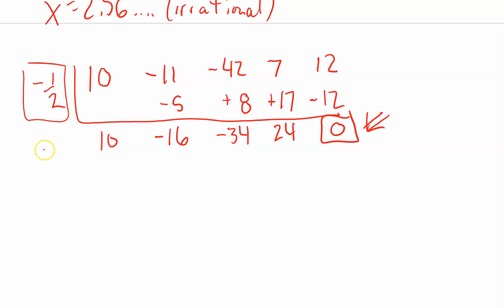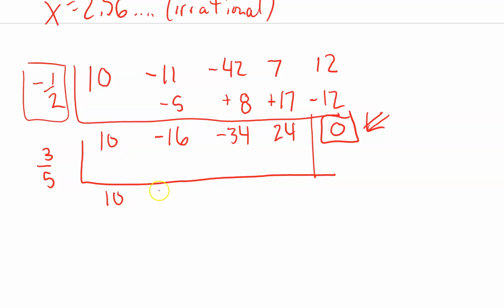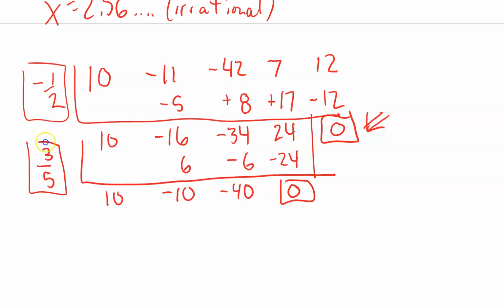And then let's take a look at the next one, positive 3/5. So again, we'll take this part that's left over. We'll bring down the 10. 10 times 3/5 is 6, which leaves us with negative 10. Negative 10 times 3/5 is negative 6, which then leaves us with negative 40. Negative 40 times 3/5, negative 8 times 3, negative 24, no remainder, so also this is a good 0. Now, I now have 10x squared minus 10x minus 40.